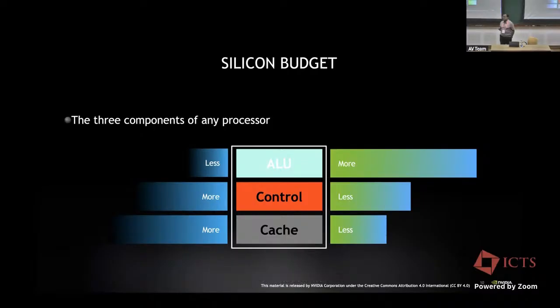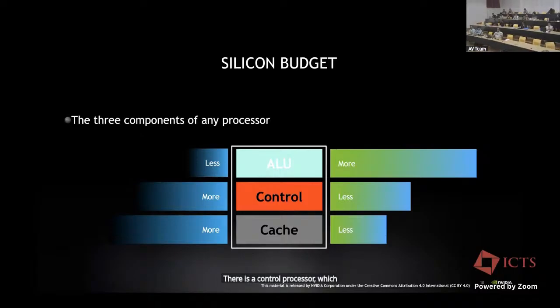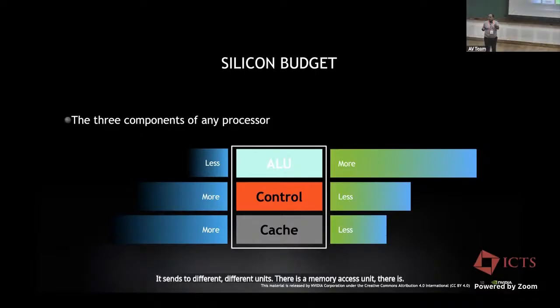Yes. Huh? Yeah, ALU is the arithmetic logic unit. There is a control processor which basically tells, when the program comes, it sends it to different units. There is a memory access unit, there is an ALU, all those things. It will keep on sending the program. So that is the control.